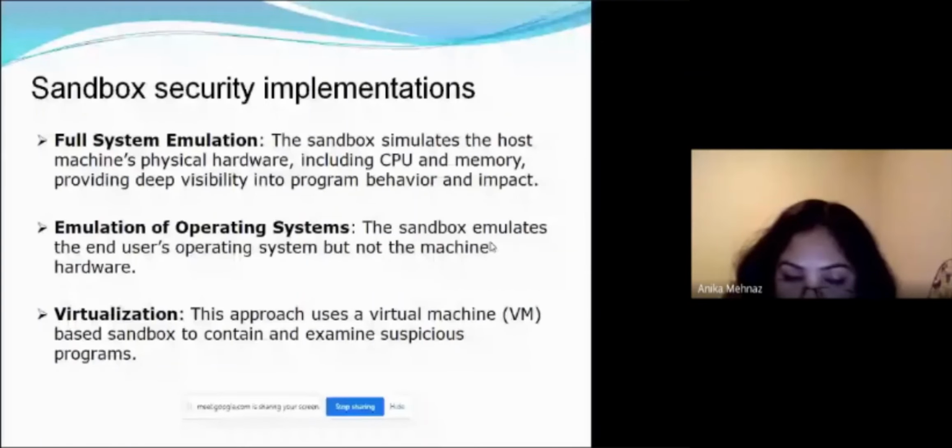And the third one is virtualization. Most of the sandbox technologies follow this one. This approach uses a virtual machine, VM-based sandbox, to contain and examine suspicious programs.